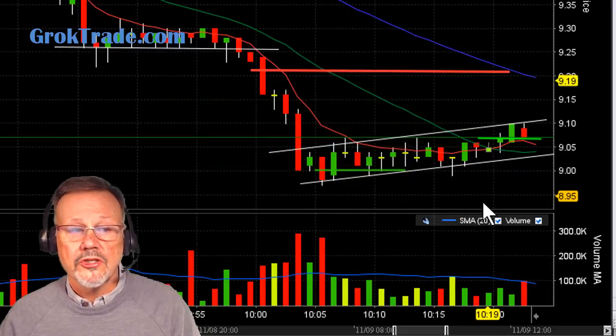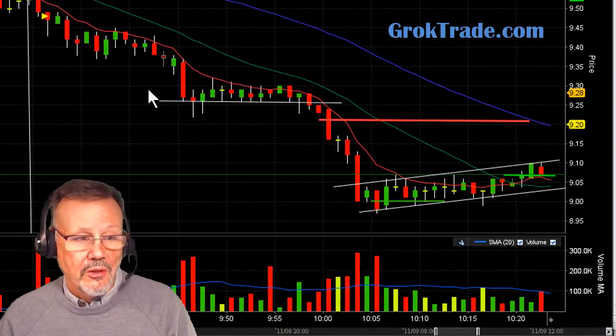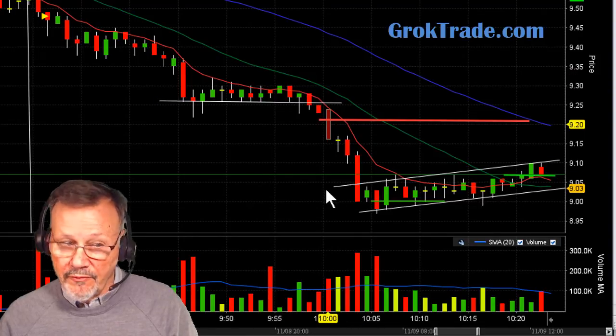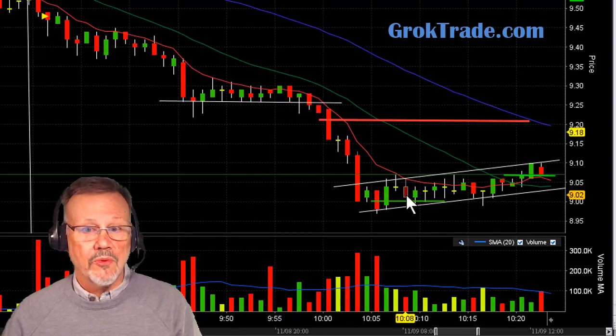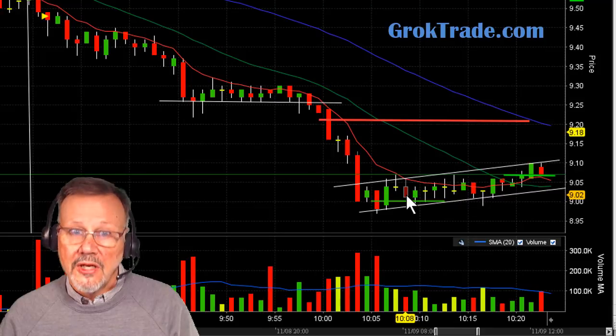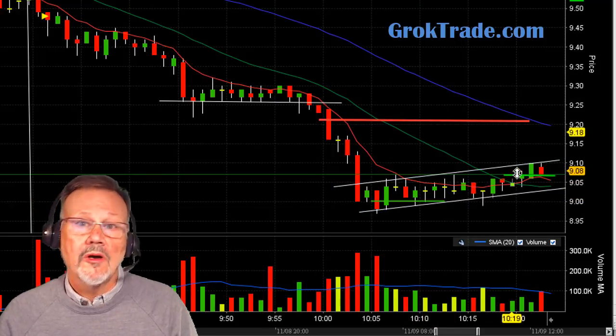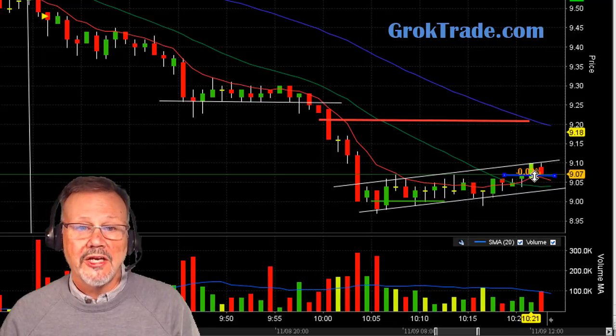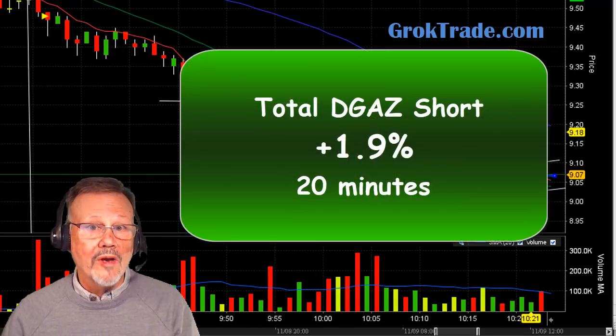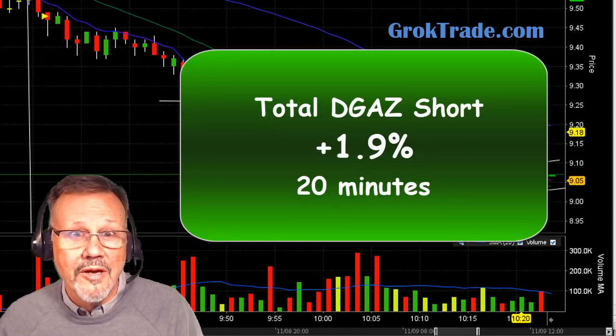So let's look at this total first trade. It was a low base, broke down. I followed my rule that when it hit a major line of support, $9 even dollar amount in this case, I took out half, and then I was managing my stop, and when it broke above the 20 moving average, I was out on the second half. So this total trade was for 1.9% in 20 minutes.